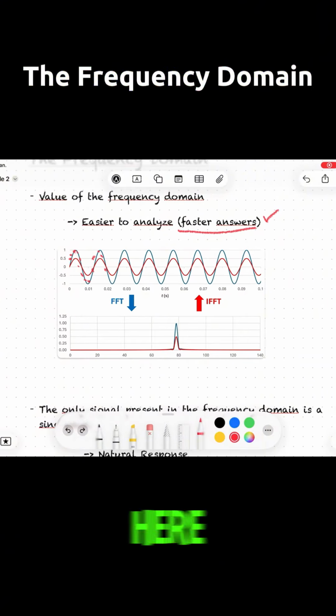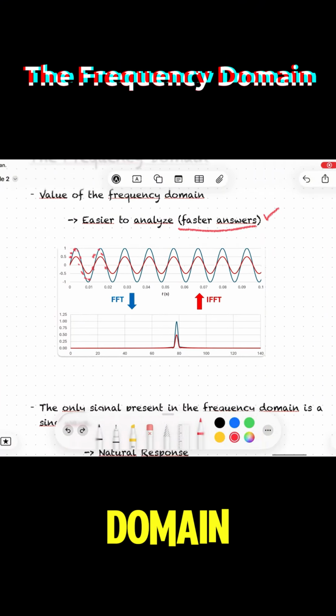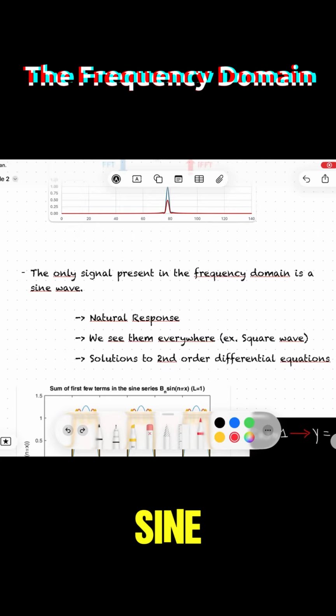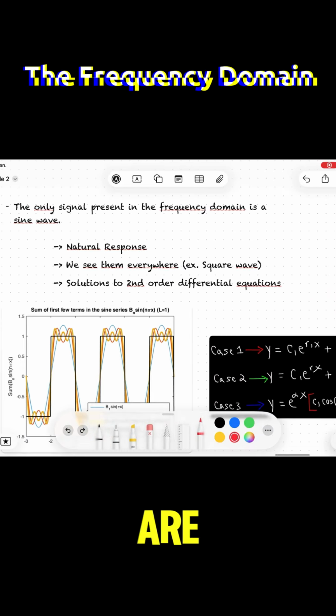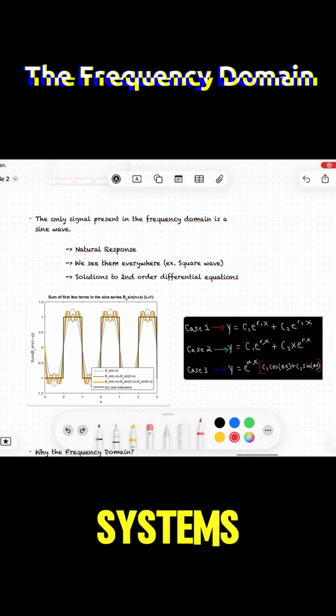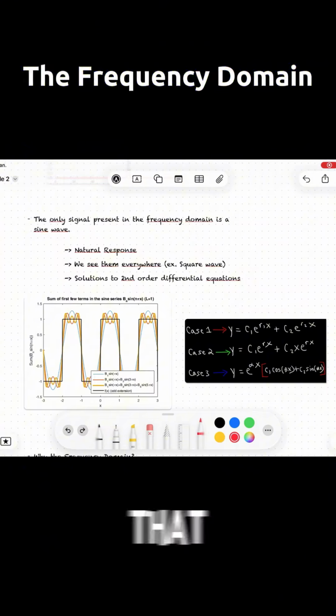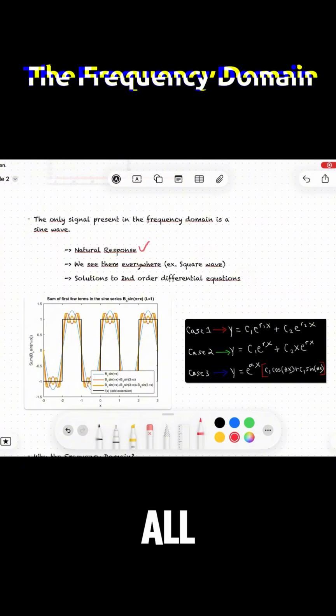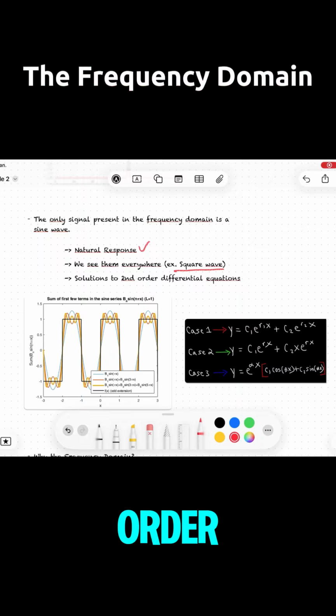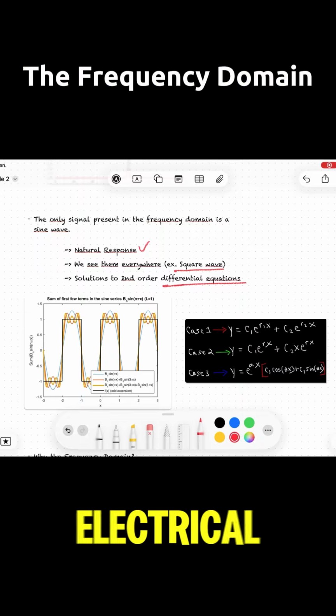One important idea here is that in the frequency domain, the only signal that exists is a sine wave. That's because sine waves are the natural response of physical systems. They show up everywhere, even in signals that don't look sinusoidal at all, and they are the solutions to second-order differential equations that describe real electrical systems.